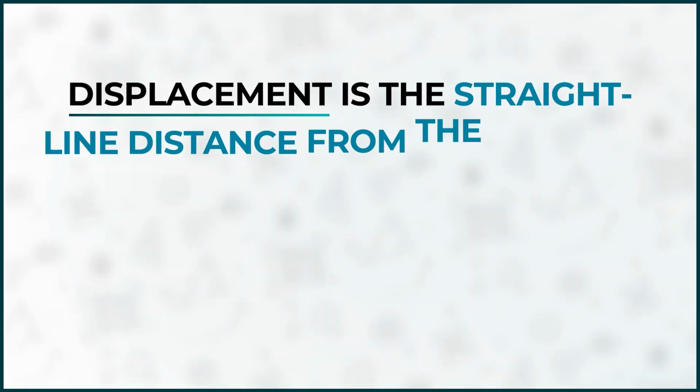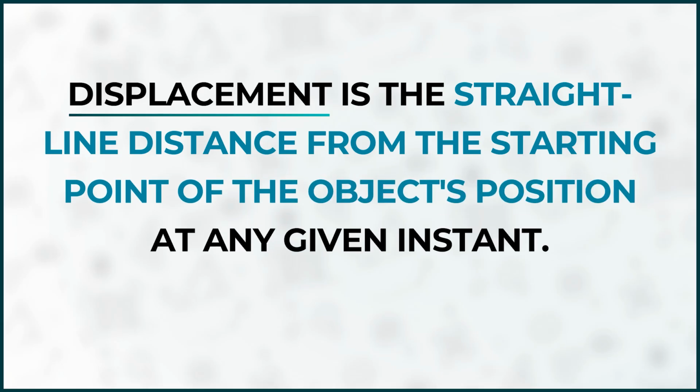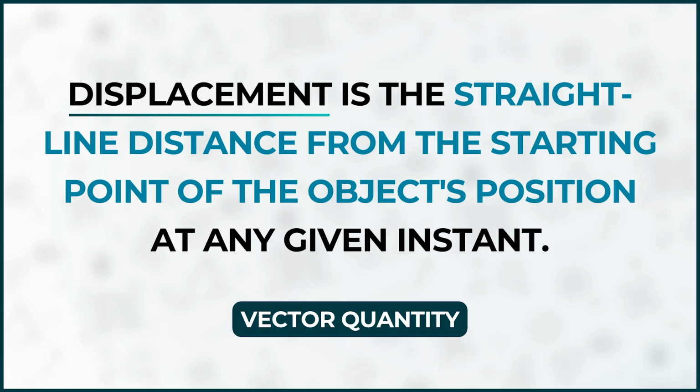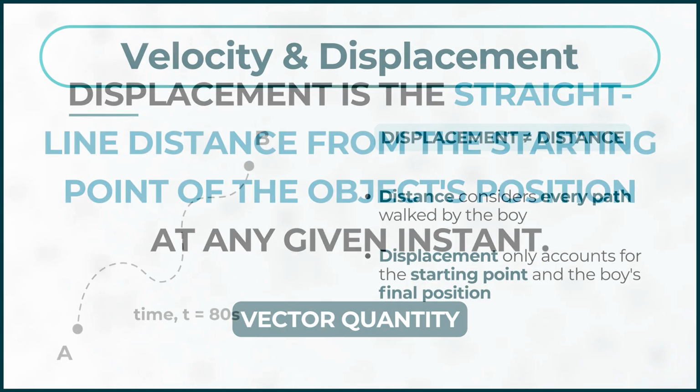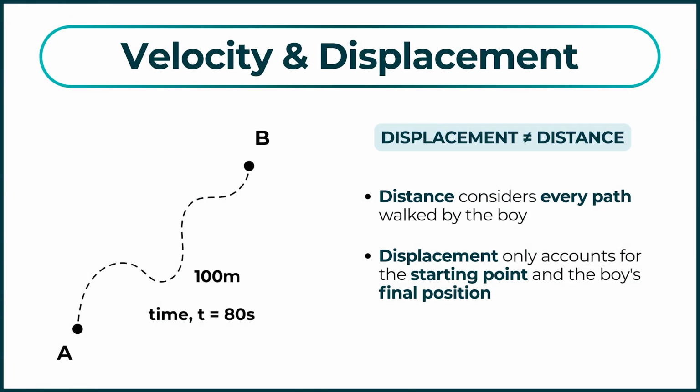Displacement is the straight line distance from the starting point to the object's position at any given instant. It also includes the direction of this straight line, making it a vector quantity, just like velocity. In the example, if we connect point A to point B using a straight line, its length will be shorter than the actual distance traveled. So let's say the displacement is 80 meters in the northeast direction.